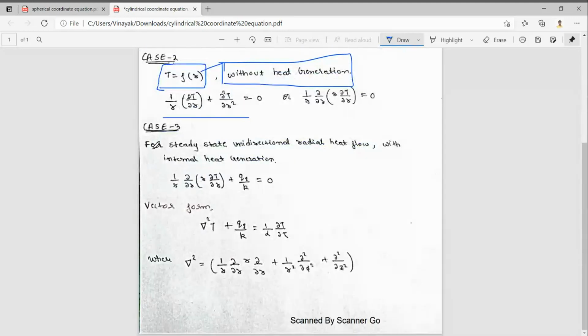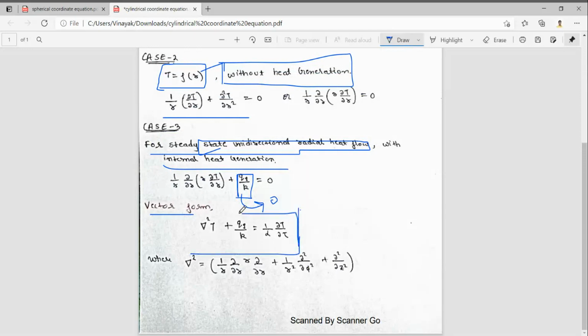And third case is for steady state unidirectional, that is in radial heat flow with internal heat generation. Here we have seen without heat generation, here we will see with heat generation. So 1/r ∂/∂r (r ∂T/∂r) plus qg/k equal to 0. So this term has come due to the internal heat generation. So in vector form we can write as del square T plus qg/k equal to 1/α ∂T/∂τ.